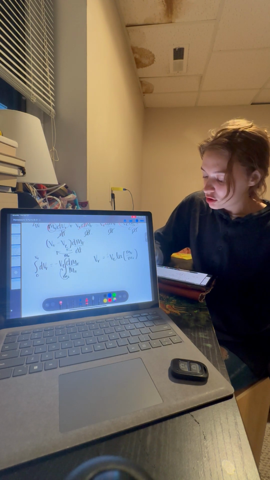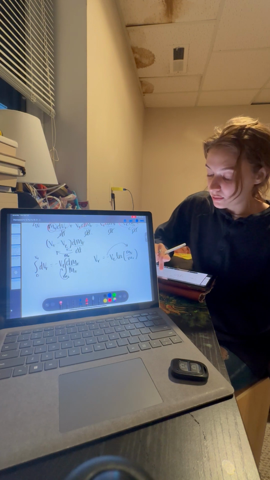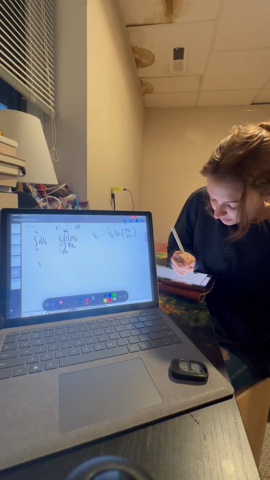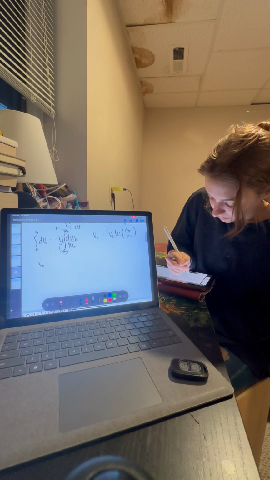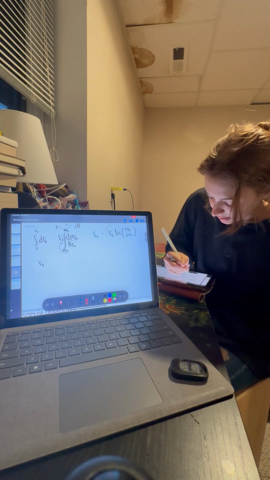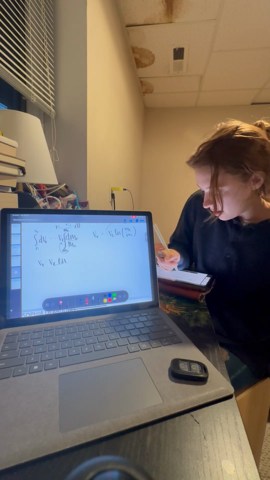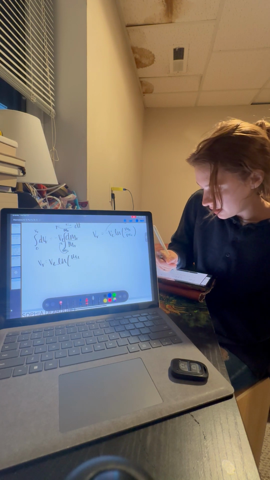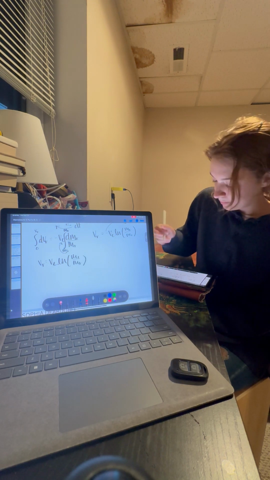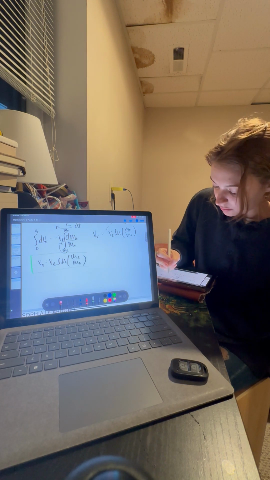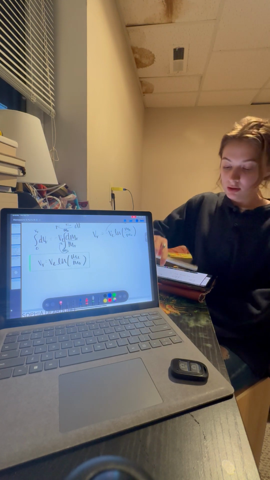And then to distribute this and make our equation a little bit more consolidated, we can call VR being equal to VE ln of mi over mr. And that will be our final equation. All right.